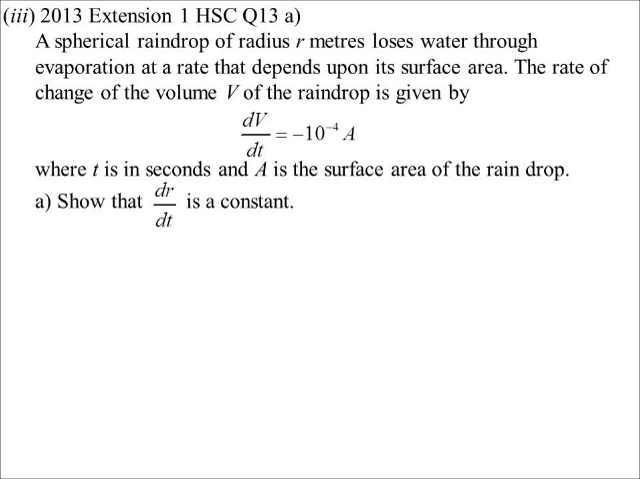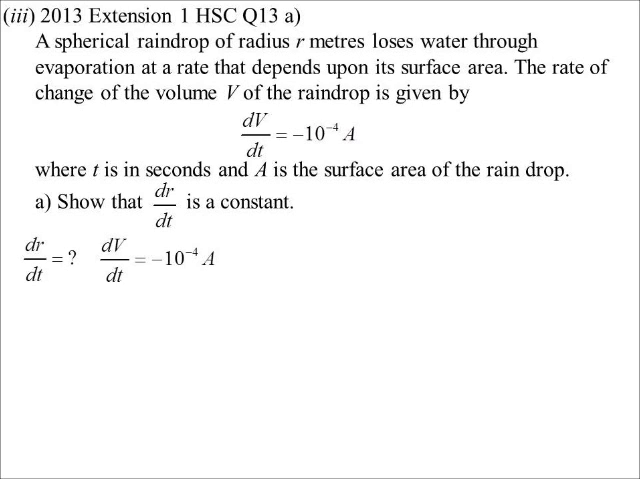Here's an HSC question. Oh boy, we're so lucky in nature that these things turn out to be perfect spheres. A spherical raindrop of radius r meters loses water through evaporation at a rate that depends upon its surface area. The rate of change of the volume of the raindrop is given by dV/dt equals minus 10 to the power of minus 4 A, where t is in seconds and A is the surface area of the raindrop. Show that dr/dt is a constant.